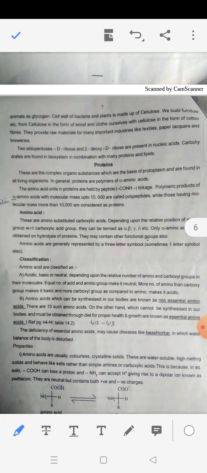Then we move to proteins. Now what are proteins? Okay, we'll discuss protein in the next video.